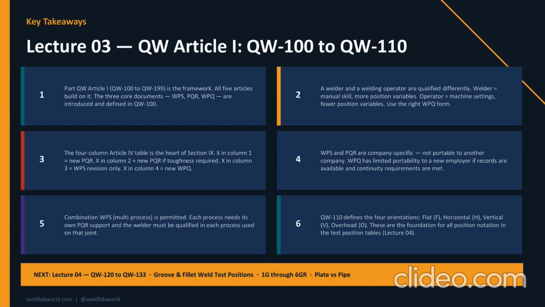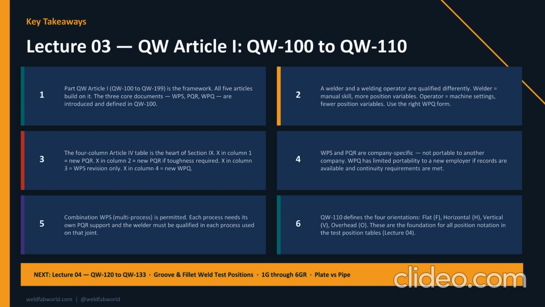2. A welder and a welding operator are qualified differently, and the correct WPQ form matters. Welder equals manual skill, major position variables, QW 484. Welding operator equals machine settings, fewer position variables, QW 485. Misclassification is a common audit finding.